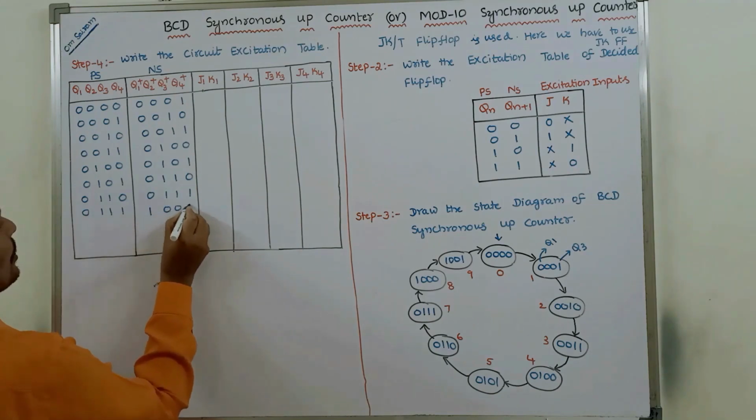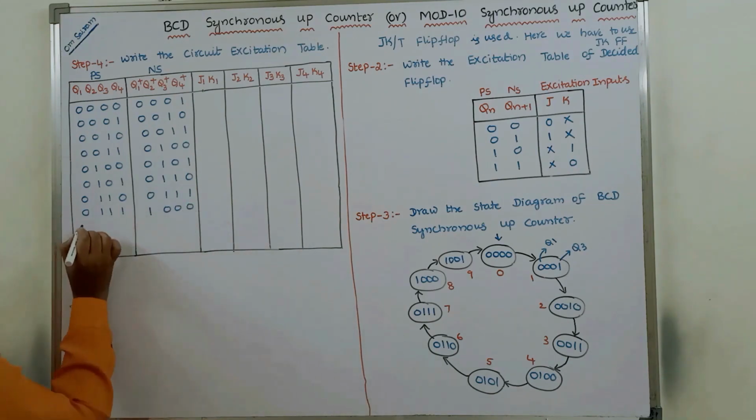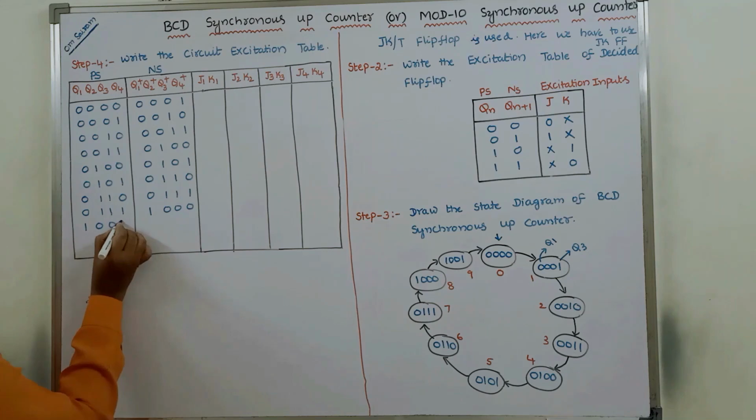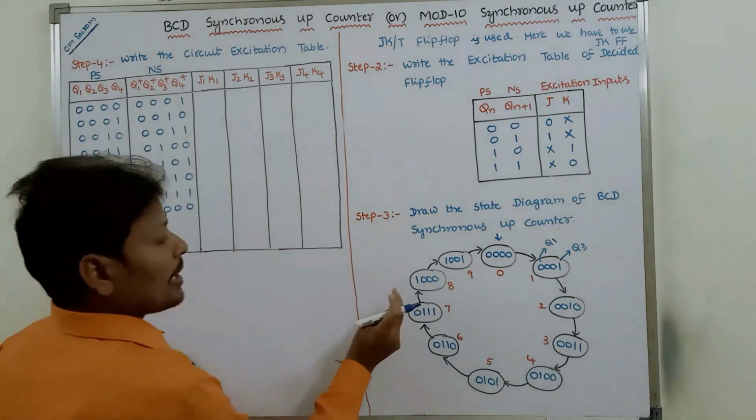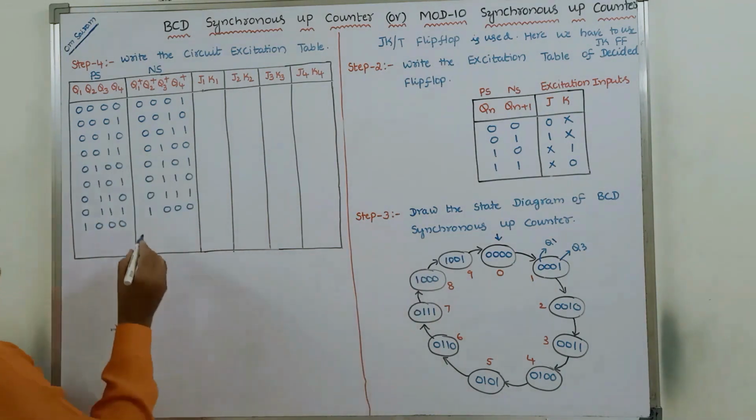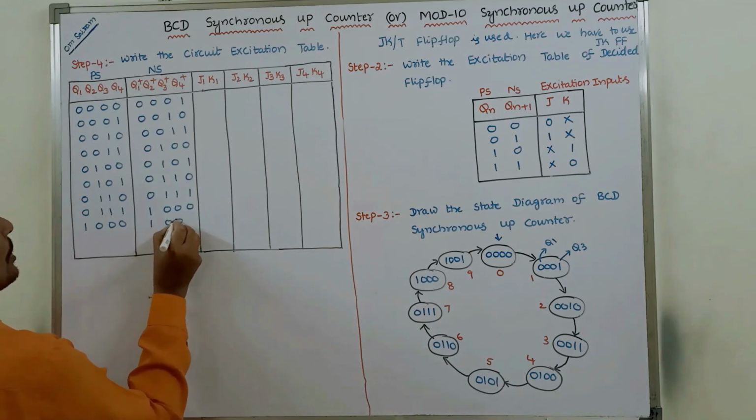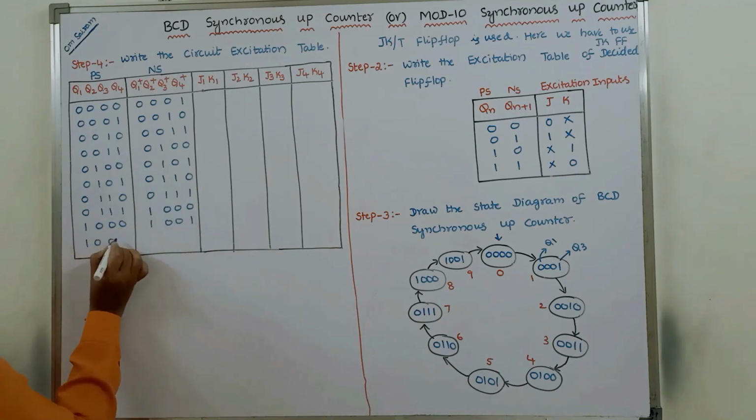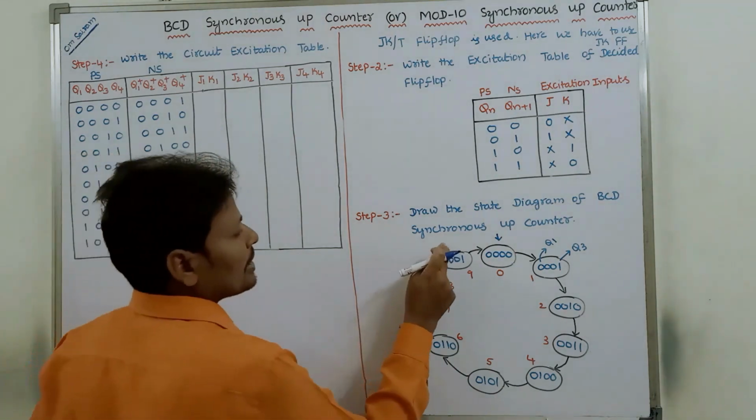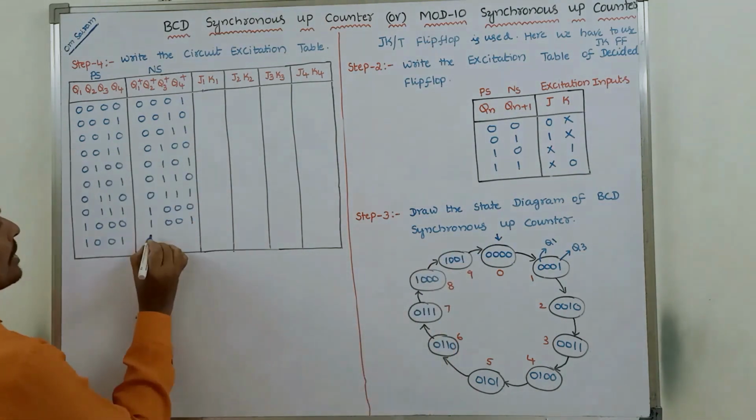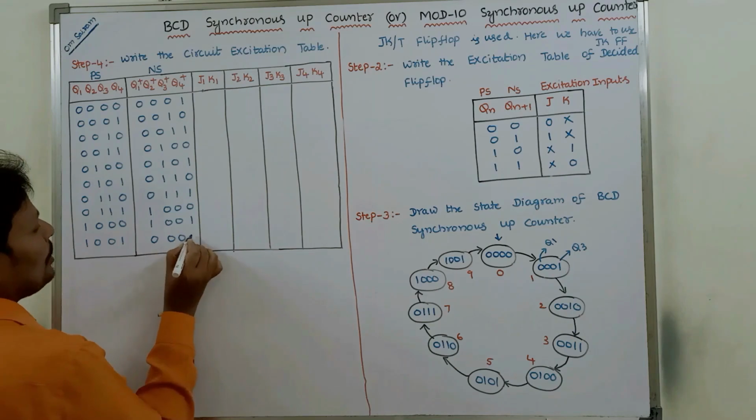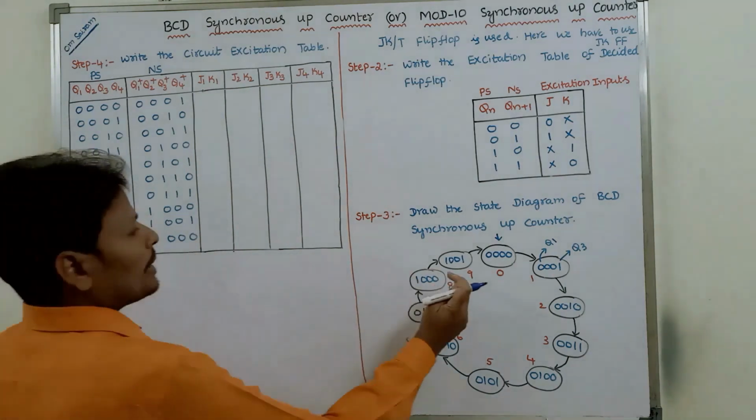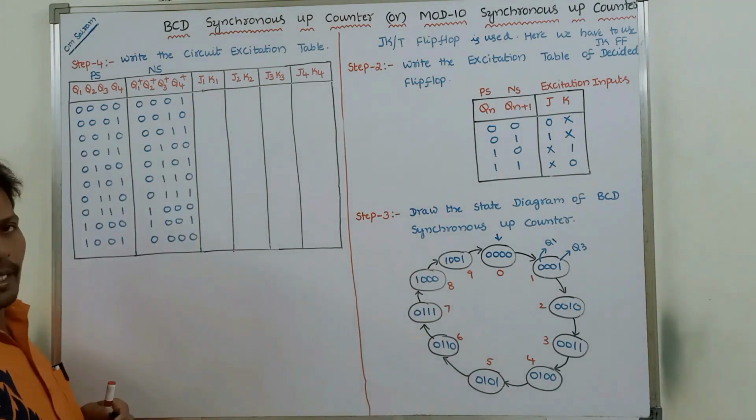1, 0, 0, 0. Now 1, 0, 0, 0 can be taken as present state. What is the next state? 1, 0, 0, 1. Now 1, 0, 0, 1 can be taken as present state. What is the next state? 0, 0, 0, 0. Again, it goes to the starting state.